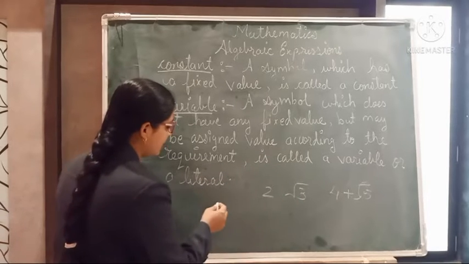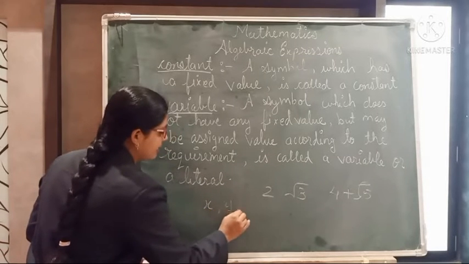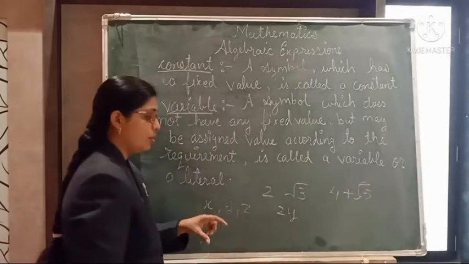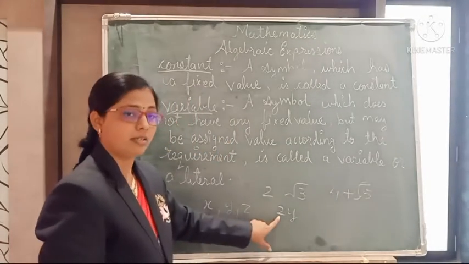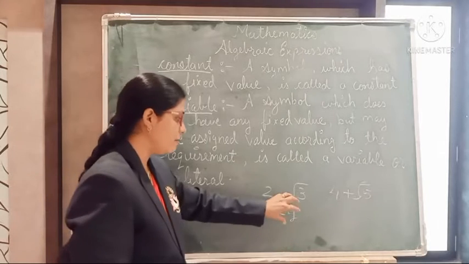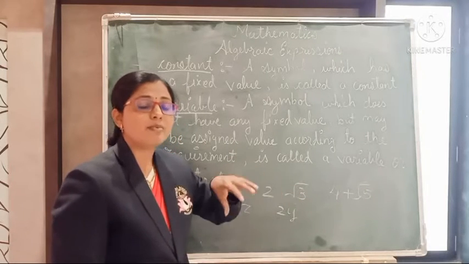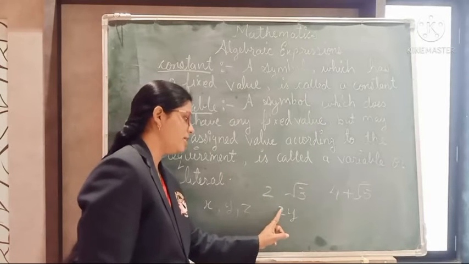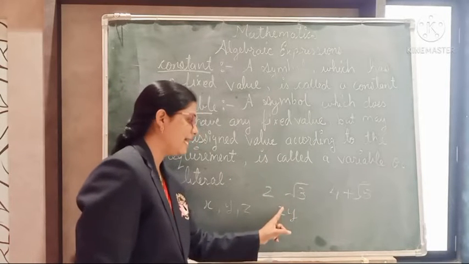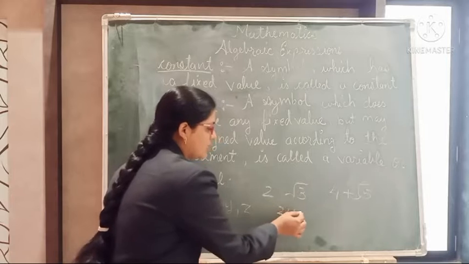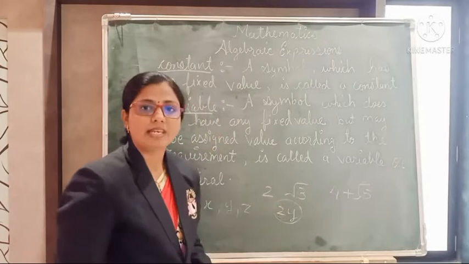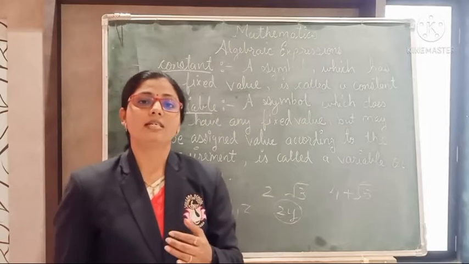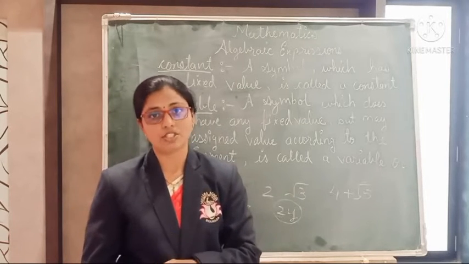Which are they? It may be x, y, z. It may be 2y. Now here you can see 2 is a constant and y is a variable. When the constant combines with a variable, it will not be known as a constant, it will be known as a variable. Like that we are going to see further how all these algebraic expressions are.